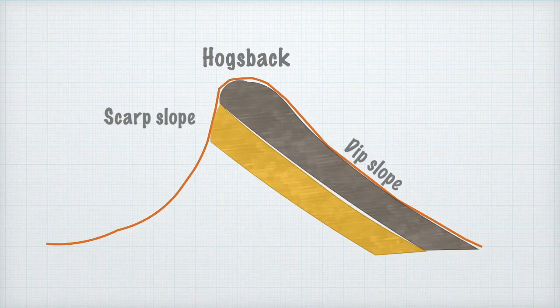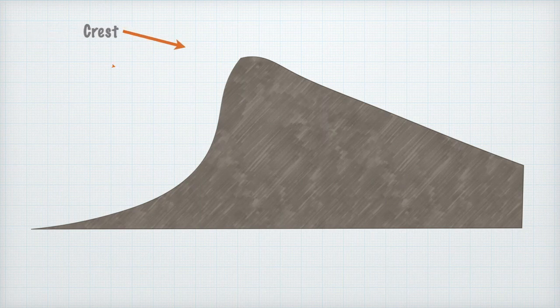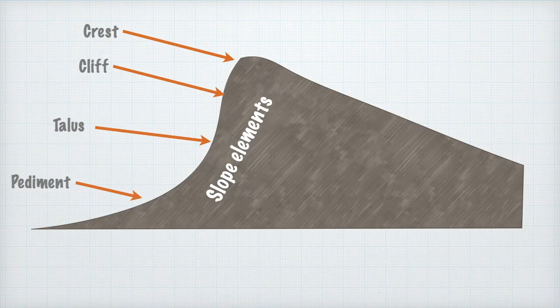And as with the horizontal strata, we also get different slope elements that occur here, and we get the same elements that we get with horizontal strata. So we get a crest, we get a cliff, we get a talus, and a pediment. So the slope elements are the same as what we would then get with horizontal strata.